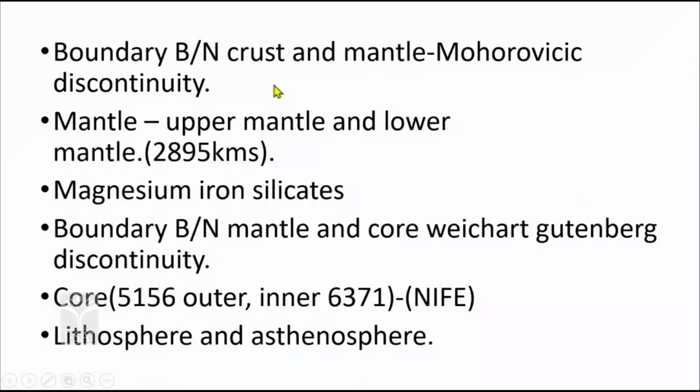The boundary between the crust and the mantle is known as the Mohorovičić discontinuity. The upper mantle and the lower mantle together extend to 2,895 kilometers, and are made up of magnesium iron silicates, as I have mentioned already. The boundary between the mantle and the core is known as the Wiechert-Gutenberg discontinuity. As I have already mentioned, a discontinuity is a change in state, considered in the Earth's layers as a semi-solid state.